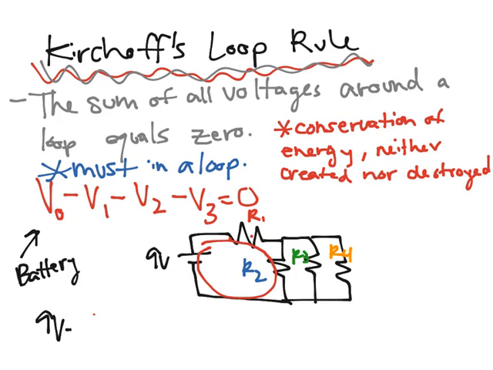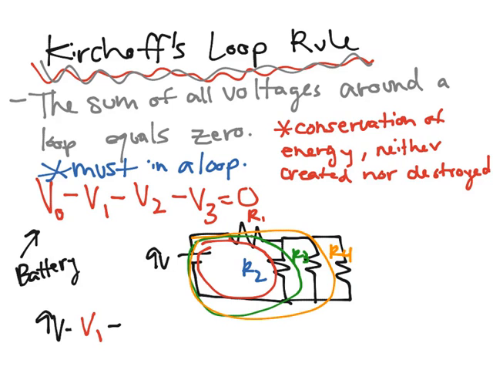So we have a loop here in red that includes both R1 and R2. We have another loop here that includes R1 and R3. And we have a third loop that includes R1 and R4. So we actually have 3 loops, so we must write out 3 loop rules. You'll notice that R1 is in every single one, so there's going to be a voltage drop from every single one of those.